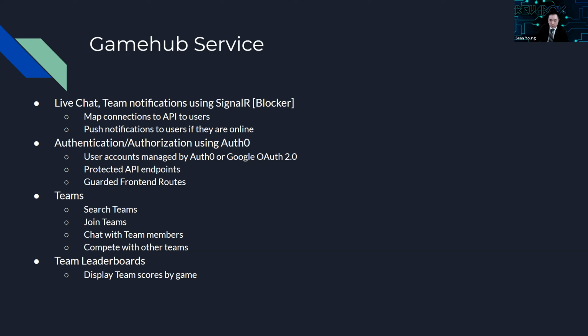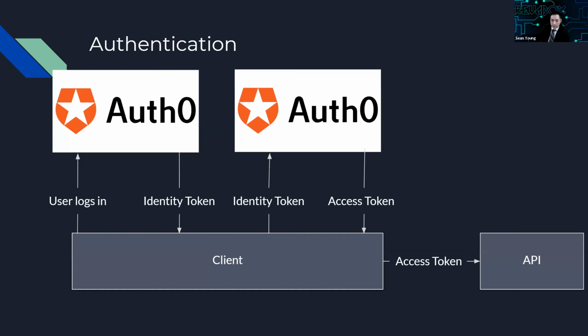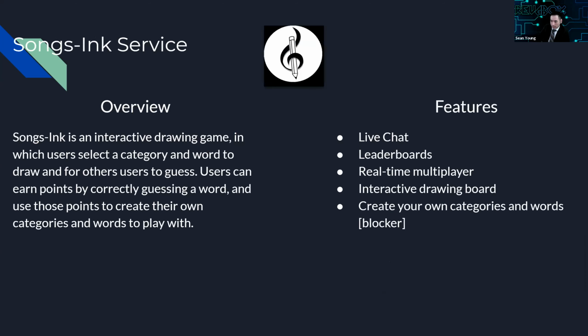As I previously mentioned, with teams, you can search teams, join teams, chat with team members, and compete with other teams on a team leaderboard. Next slide. So for authentication, it was a pretty straightforward process. Through Auth0, the user logs in and gets an identity token. We can then exchange that identity token for an access token, which we then attach to all of our requests to the API. And now I'll pass it off to Jacob, who will walk you through the first game, Songs Inc.